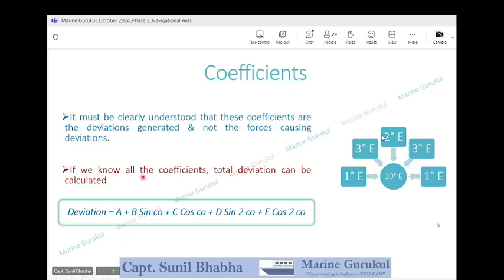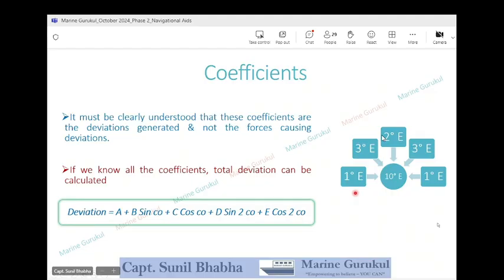Now, if we know all the coefficients, the total deviation can be calculated by using this formula. That is, deviation is equal to coefficient A plus coefficient B multiplied by sine of course plus coefficient C multiplied by cos of course plus coefficient D delta multiplied by sine of twice the compass course plus coefficient Echo multiplied by cos of twice the compass course.